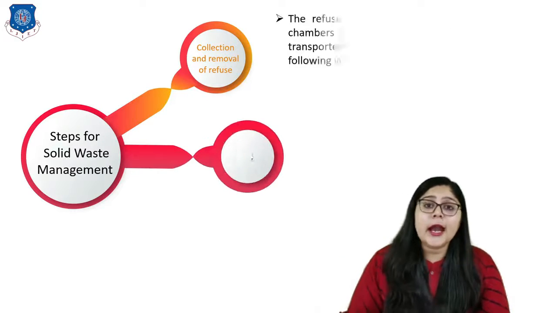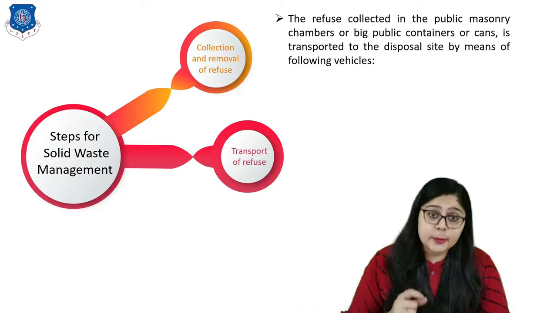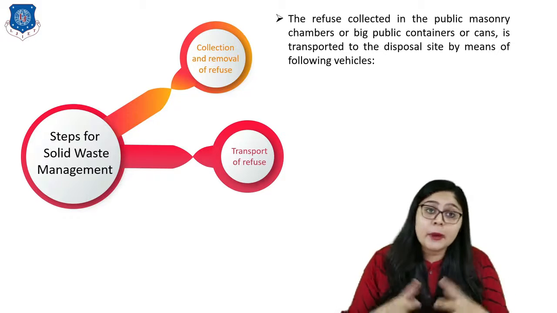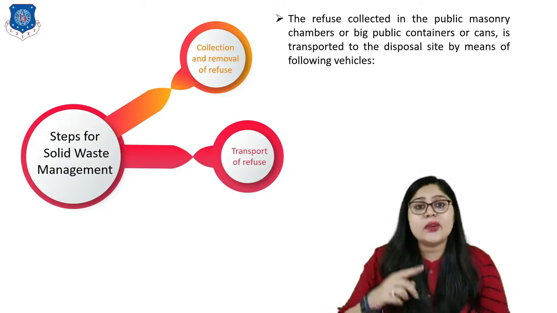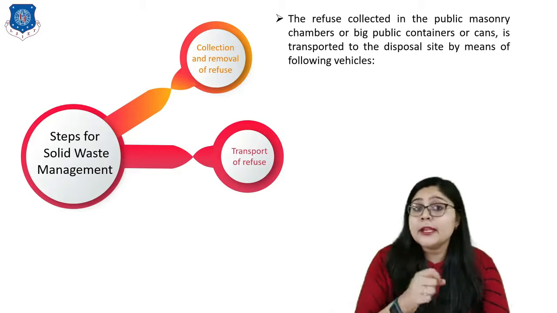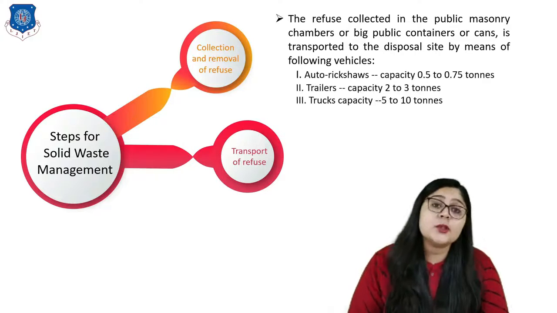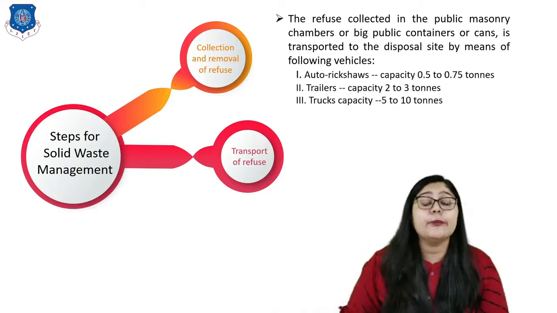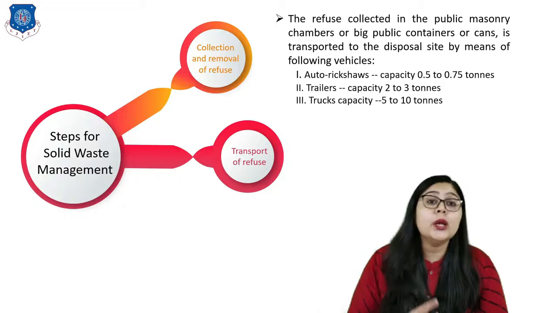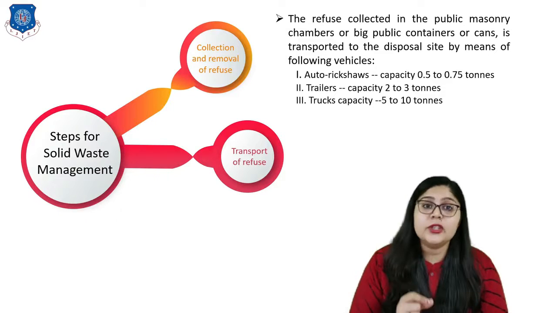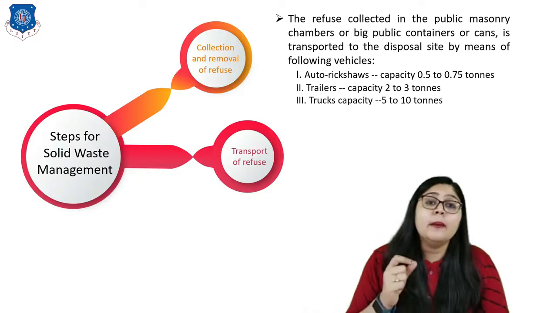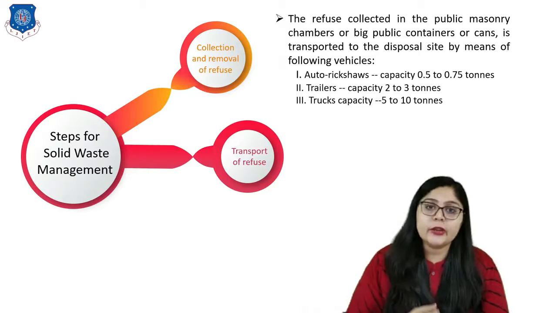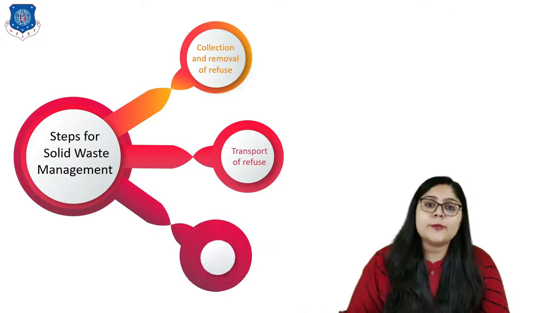After collecting, I have to go for the transport of refuse. It means the refuse collected in the public masonry chambers or big public containers or cans is transported to the disposal site by the following vehicles. The first is the auto rickshaw having a capacity of 0.5 to 0.75 tons. Even trailers having a capacity of 2 to 3 tons. And lastly trucks which have a capacity of 5 to 10 tons. According to requirement, we choose the means through which we want to transport it. So this is all about transport of refuse.